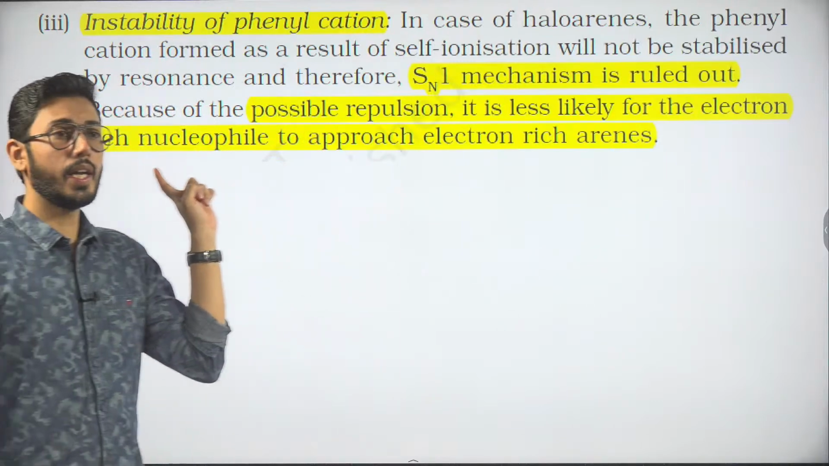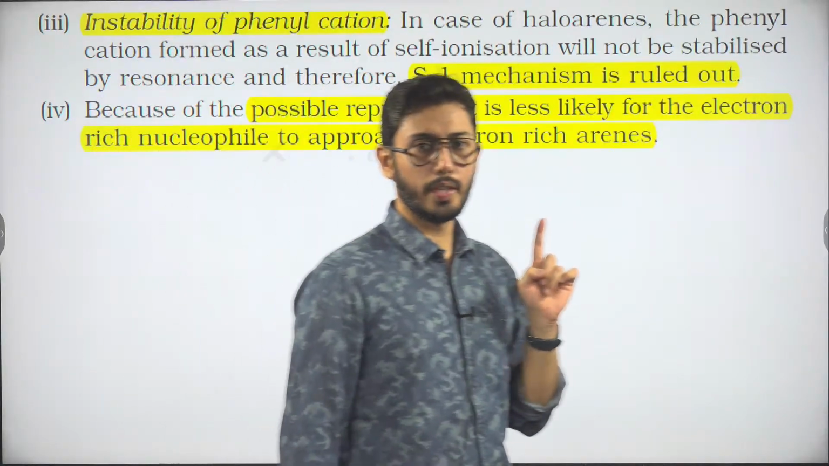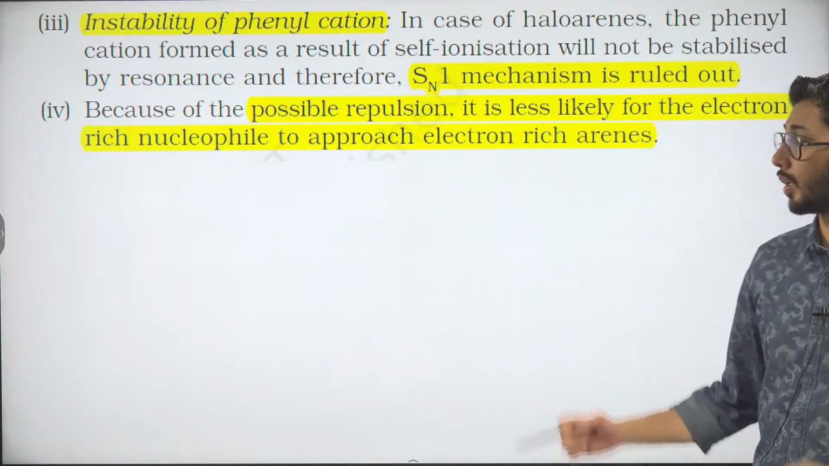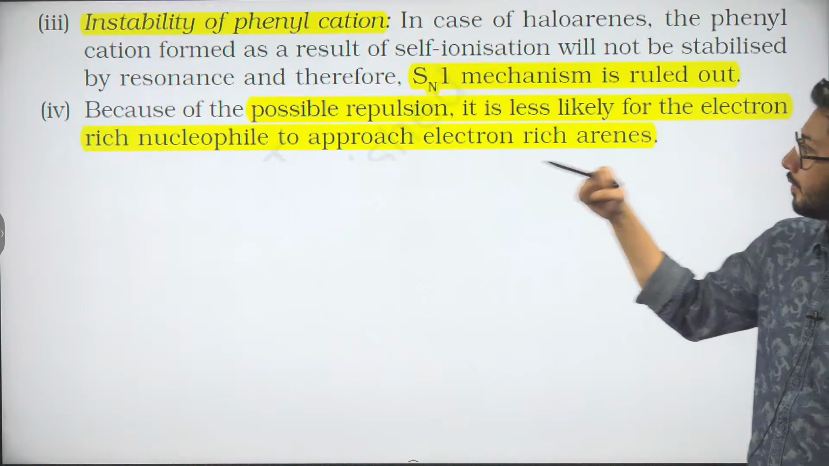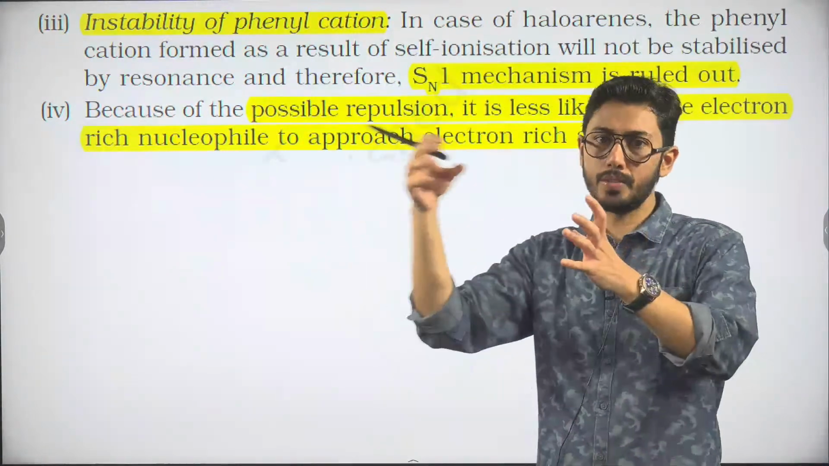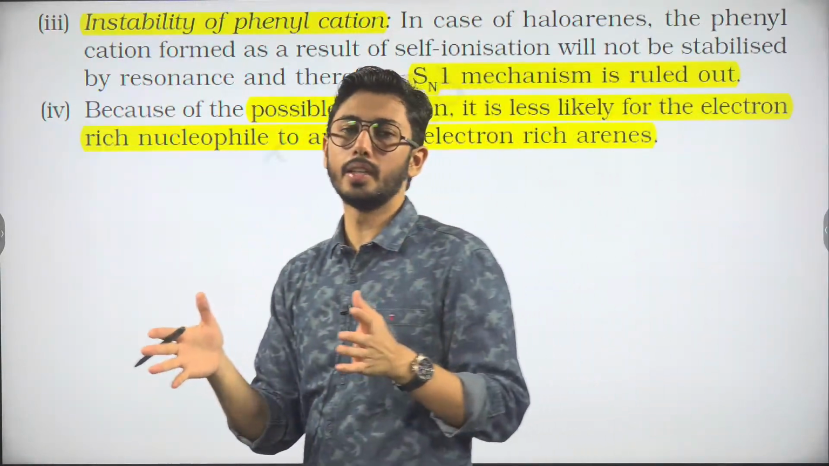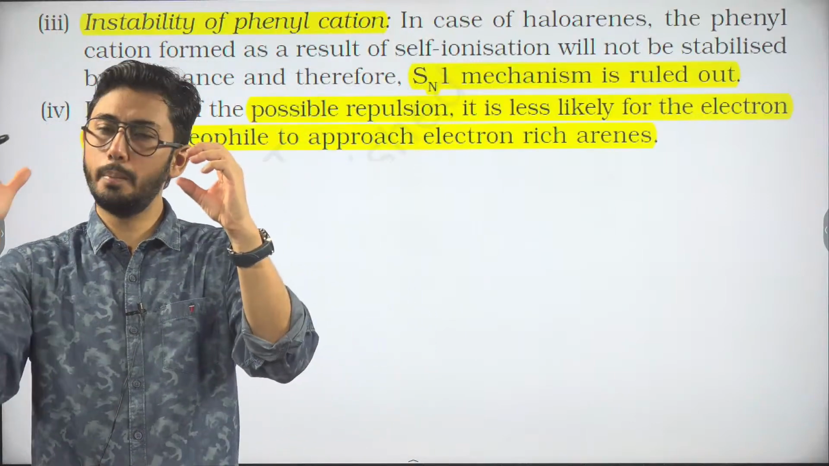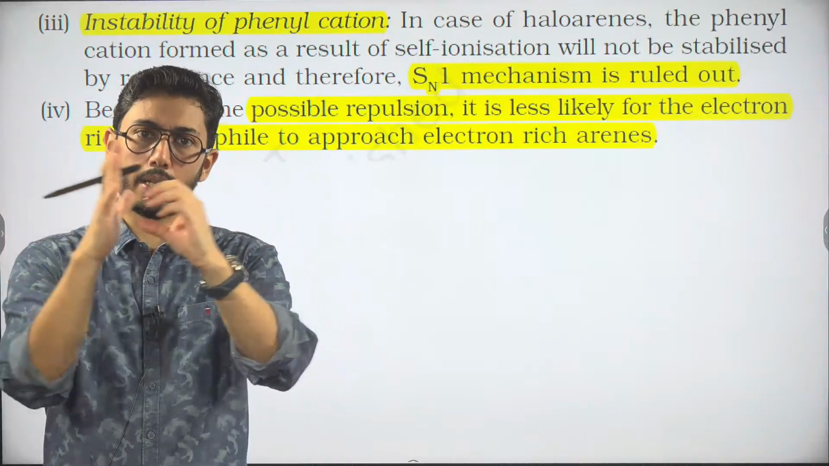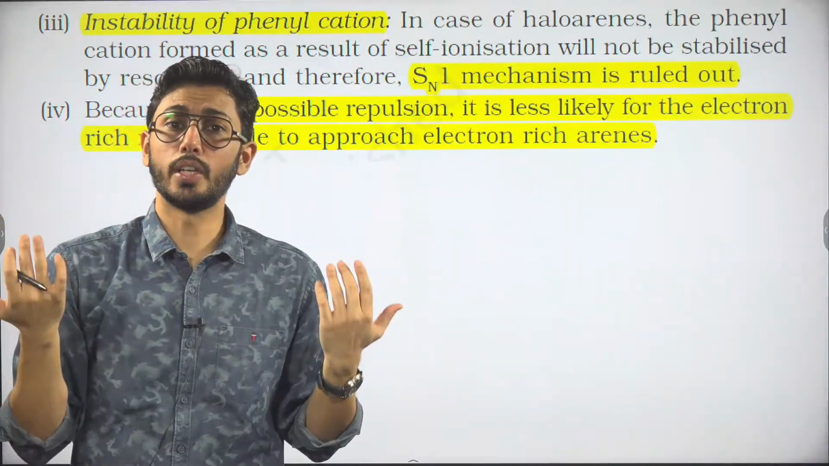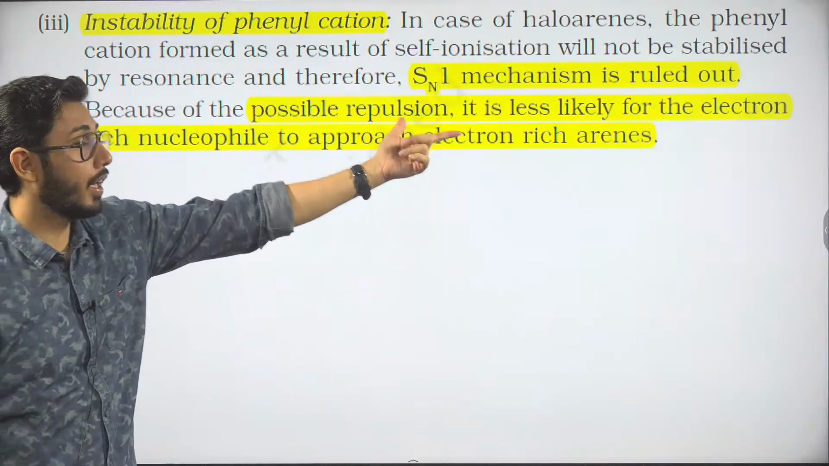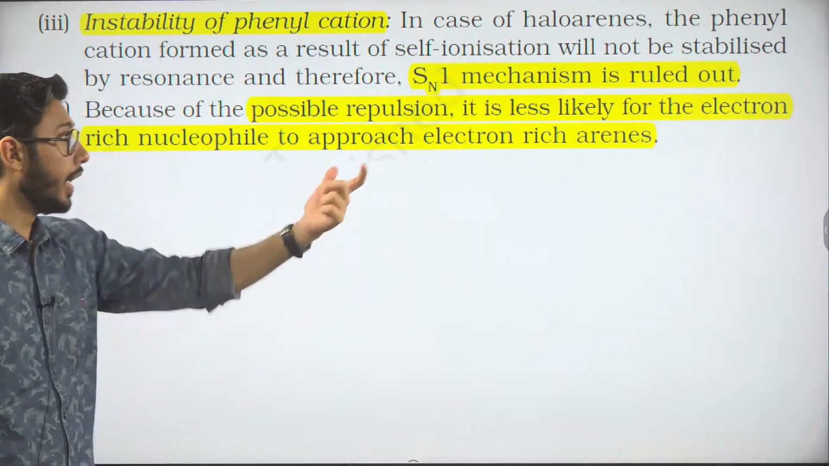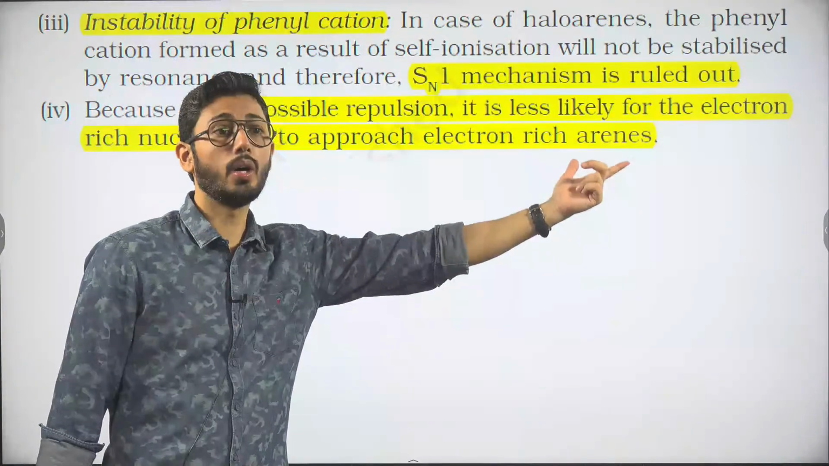Fourth reason, why aryl halides are less reactive towards nucleophilic substitution. The reason is electronic repulsions between what? The incoming nucleophile, because the nucleophile is approaching the benzene ring, and the benzene ring itself. Both are electron rich. When the nucleophile approaches and benzene is present, they start repelling each other because of high electron density on both. Hence, the last reason is electronic repulsion between the incoming nucleophile and the electron-rich arene or benzene ring.